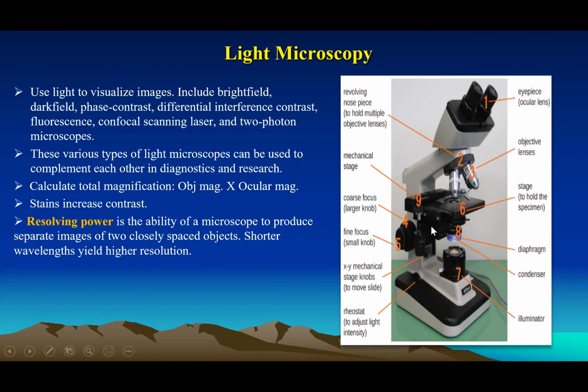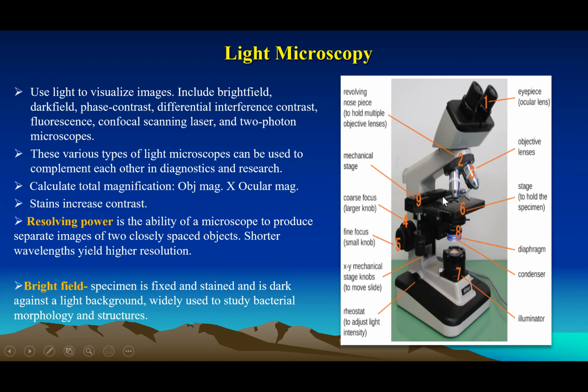Usually, if we use a shorter wavelength energy to light up the sample, the resolution is much higher, like electron microscopy. In bright field microscopy, the specimen is usually fixed, and then it is stained, and then it will appear dark in a light background. And this is very widely used to observe bacteria, the morphology and the structure in bacteriology.